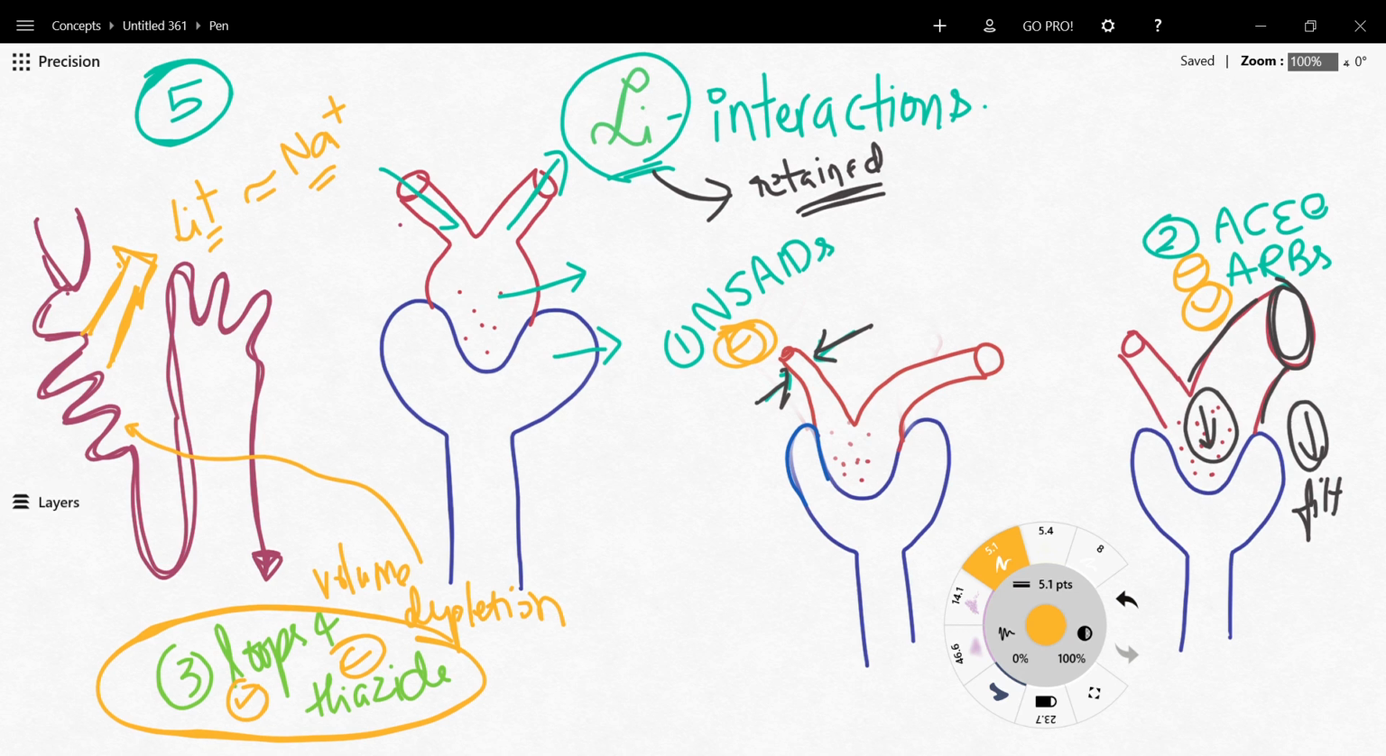So I hope this was helpful. This is a pretty high yield concept. Do not ignore it, especially in psychiatry. This is a high yield one. They're probably going to test you on this.